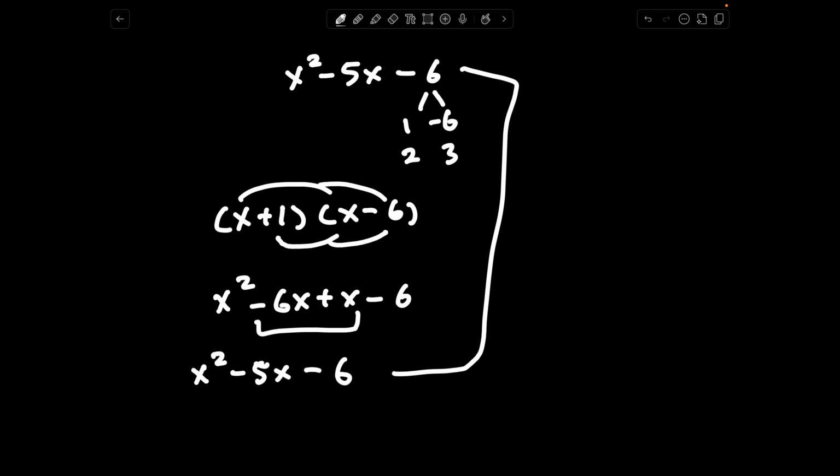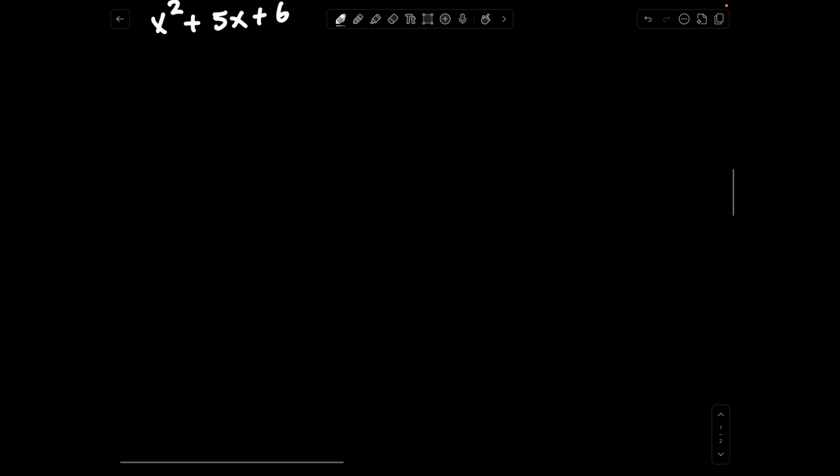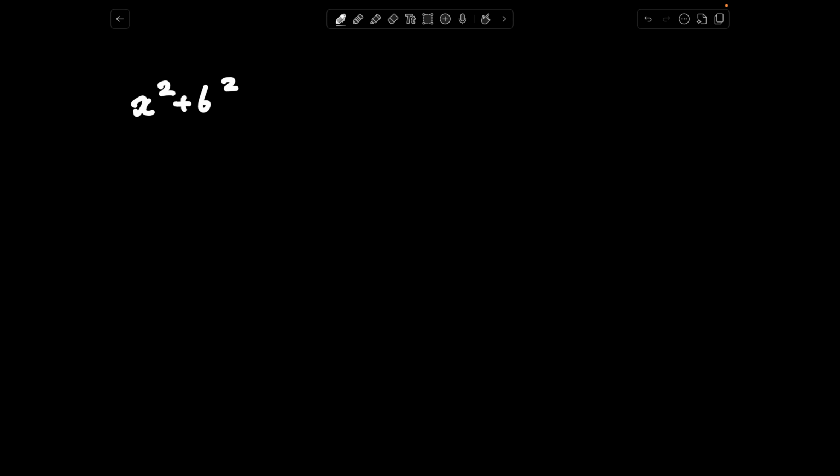Now the third method we're going to use is the difference of squares. This one becomes really important once we start getting to limits. But the pattern is here. We're given a squared minus b squared equals a minus b, a plus b. And I'll go ahead and show you how that looks.